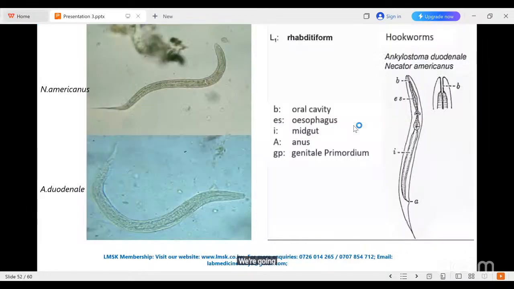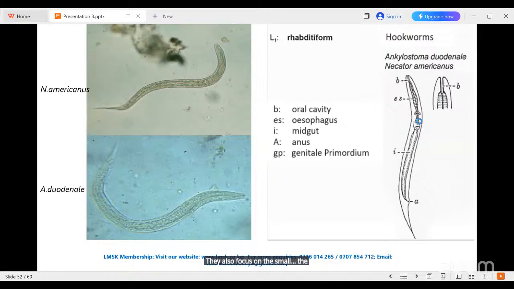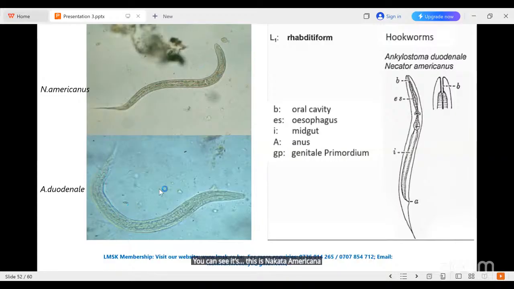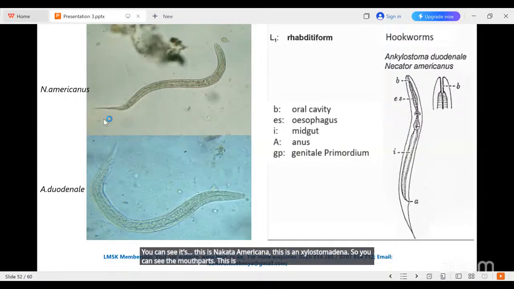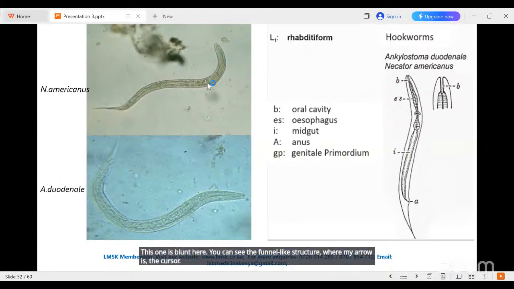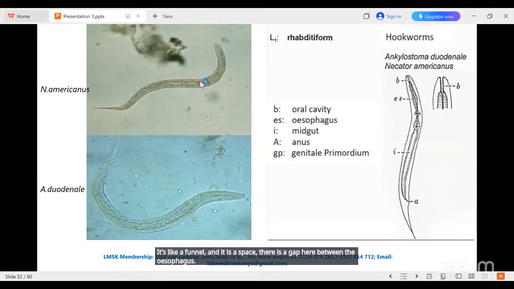We're going to see what I mean. This structure here behaves like a funnel. This is the junction between the esophagus and the intestine. And this is Necator americanus. You can see this is Necator americanus, this is Ancylostoma duodenale. You can see the mouth parts. This is very sharp in Necator americanus, the tail here and the mouth part is sharp. This one is blunt here. You can see the funnel-like structure where my cursor is. It behaves like a funnel. This is the junction between the esophagus here and the intestines here. It's like a funnel, and there is a gap here between the esophagus and the intestines.